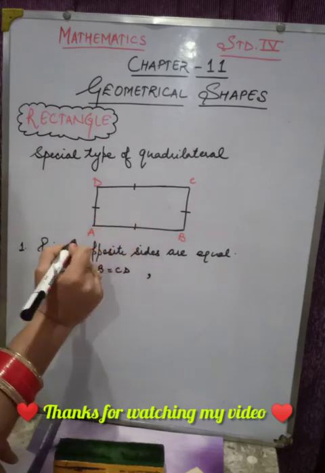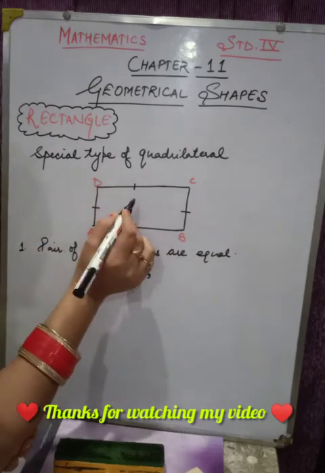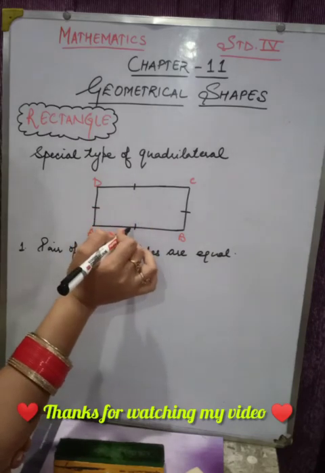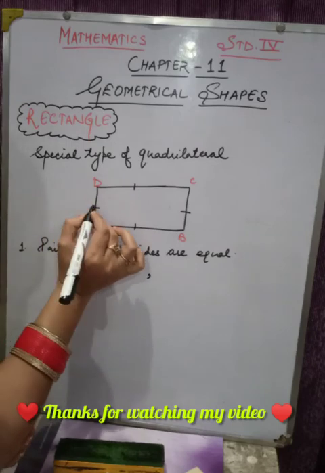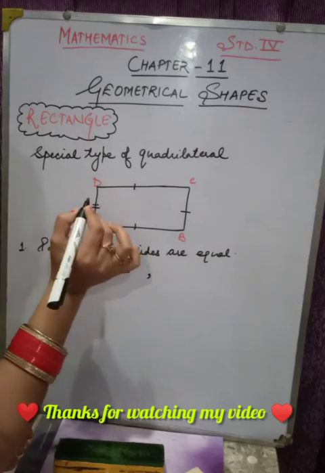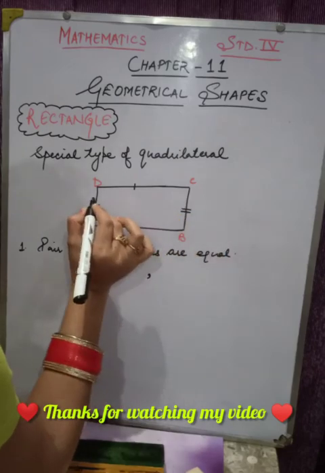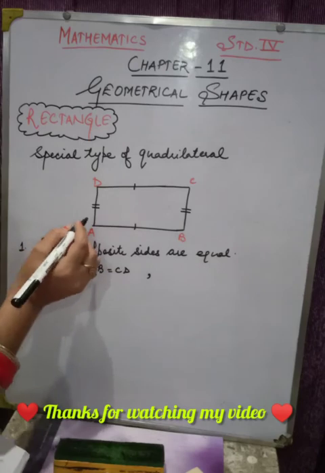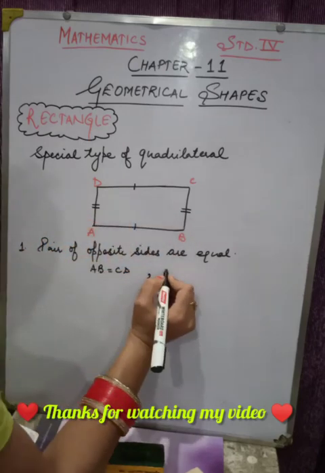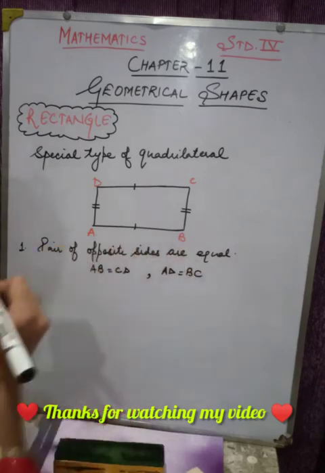But what is our property? Pair of opposite sides are equal. So here these two sides are opposite and equal. Here we have to make it different somewhere, so we'll make two lines here. It means these two sides where we have put the double mark are equal, which are AD equals BC.